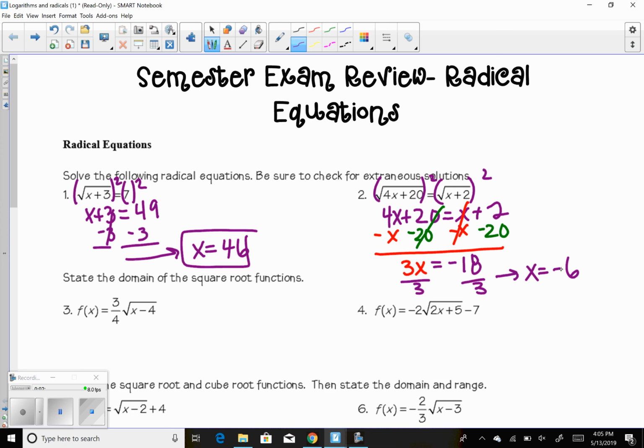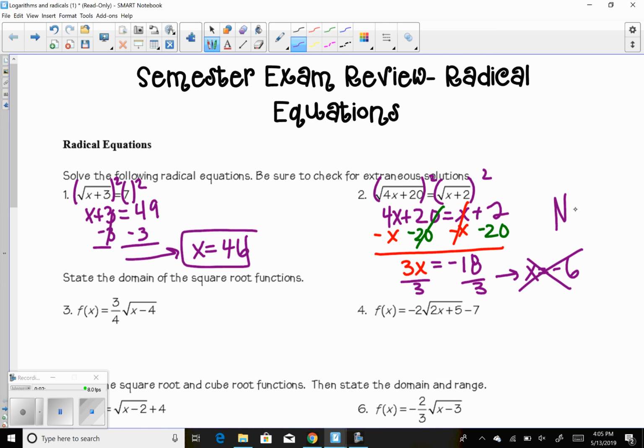So then when I go back with that negative 6 and I plug it in, I get 4 times negative 6 is negative 24, plus 20, that's negative 4 in that radical. We can't have a negative in there. So no negatives in the radical, remember? And the square root can't equal a negative. All right, so no negatives in the radical because we're only dealing with real numbers.